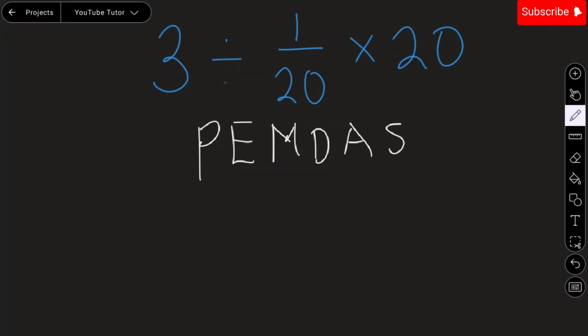and the P basically stands for parentheses, or what others know as brackets. So that's brackets first. This E is for exponents, others like squares and square roots. The M stands for multiplication, D for division, A for addition, and S for subtraction, and all follows an order from left to right respectively.